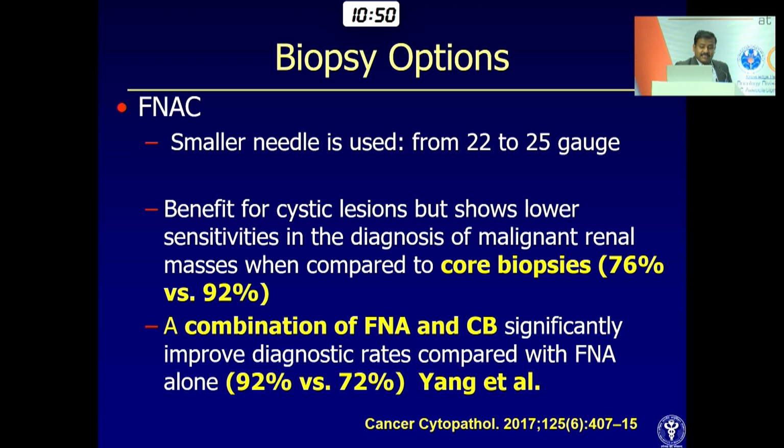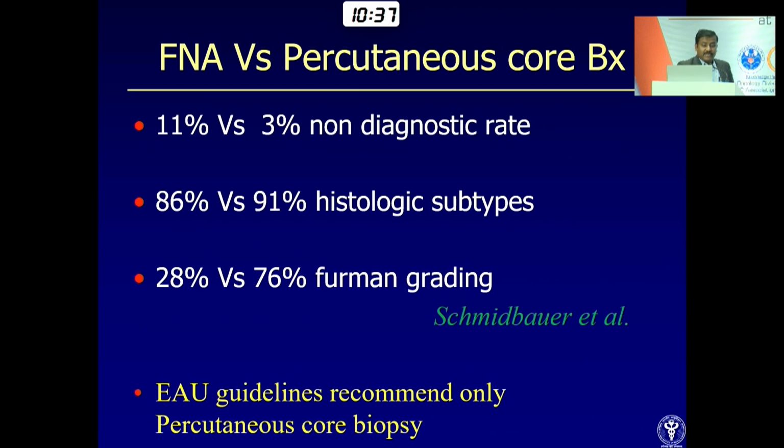So Yang et al. have proposed a combination of FNAC with core needle biopsy, which improved its diagnostic ability to 92% in comparison to only FNAC, which has a diagnostic rate of 72%. When you compare FNAC with percutaneous core biopsy, the non-diagnostic rate of FNAC is 11%, whereas it is only 3% in core needle biopsy.